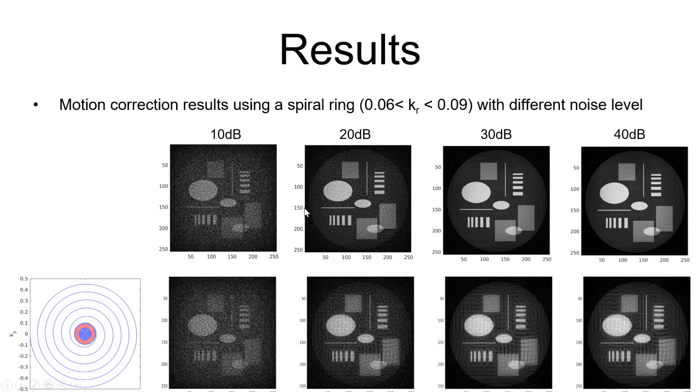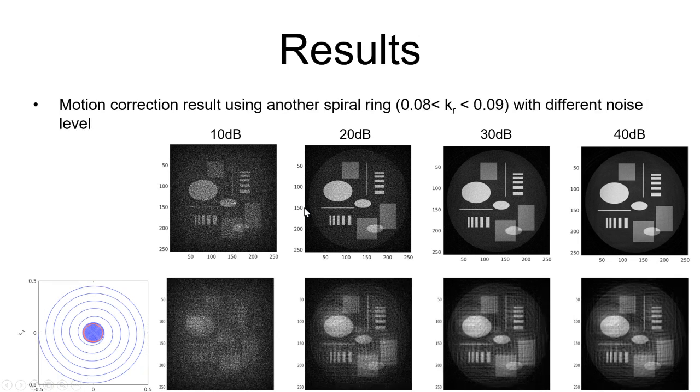This is the motion correction result using a spiral ring. We can see the motion artifacts are properly corrected at different noise levels. Here are the motion correction results when using a very thin ring as the repeated sampling region. From the results, we can find the quality of motion correction is obviously worse, especially when SNR is low.